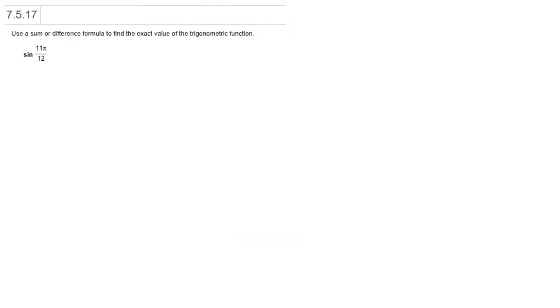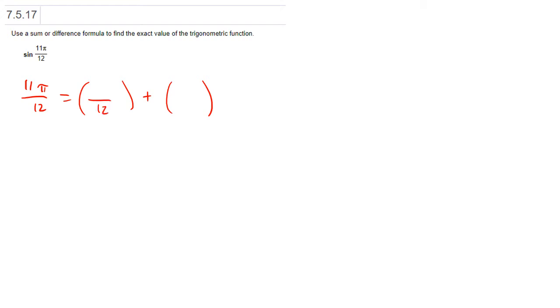Okay, next up. Use a sum or difference formula to find the exact value of the trigonometric function sine of 11 pi over 12. So similarly, we just want to find two angles that add up or whose difference is 11 pi over 12, and then that we know the sine and cosine of those two angles. So for example, I want to set up 11 pi over 12 as one angle plus or minus another, and I suspect plus will work because 11 pi over 12 is reasonably large.